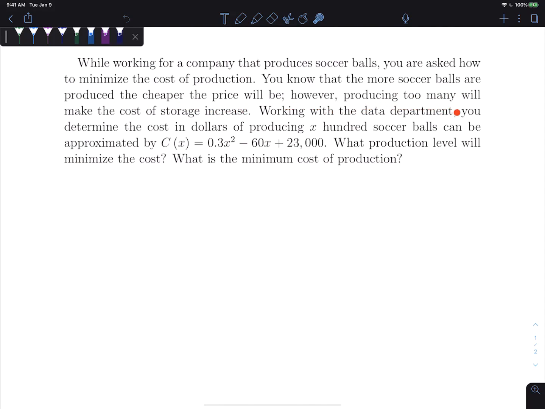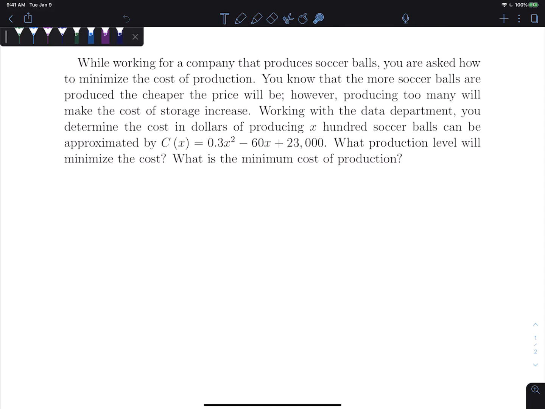Working with the data department, you determine the cost in dollars of producing x hundred soccer balls can be approximated by C of x equals 0.3x squared minus 60x plus 23,000. What production level will minimize the cost? And then what is the minimum cost of production?